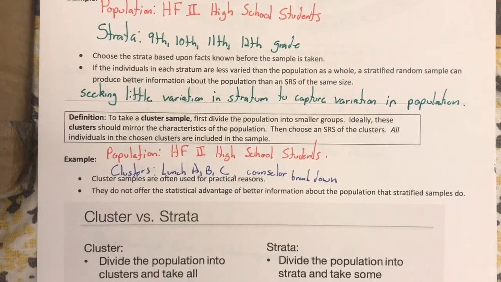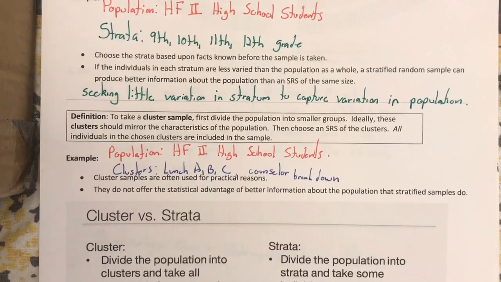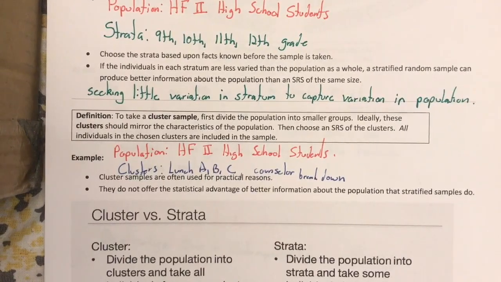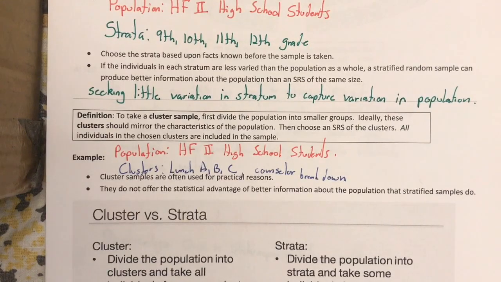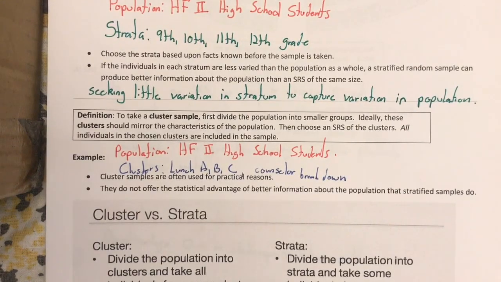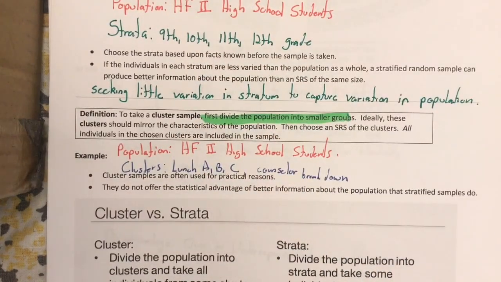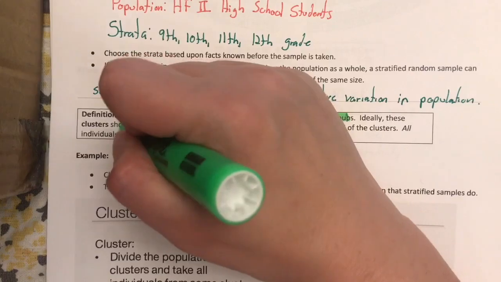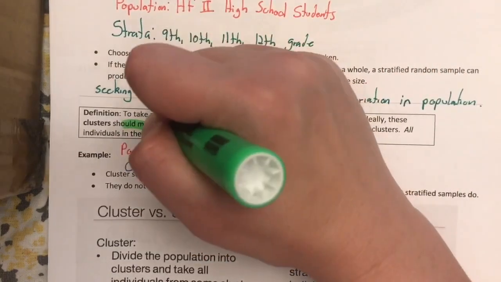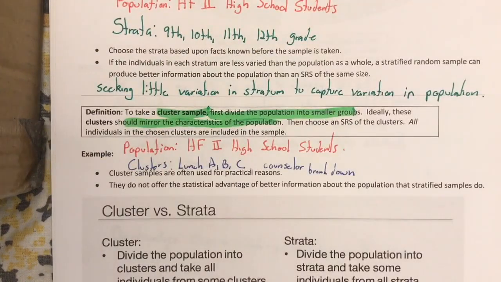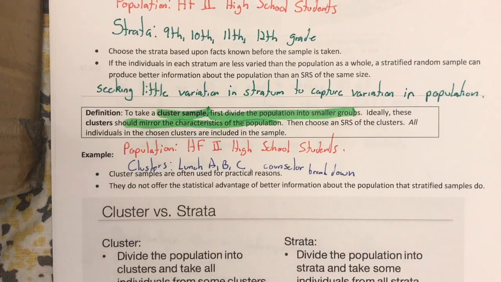Okay, so now let's take a look at cluster samples. To take a cluster sample, we're first going to divide the population into smaller groups. Ideally, these clusters should mirror the characteristics of the population. So that's where this is going to be different than the stratified sample. When we did the stratified random sample, each group of individuals were similar within, but in the cluster sample, each group is going to mirror the characteristics of the population.